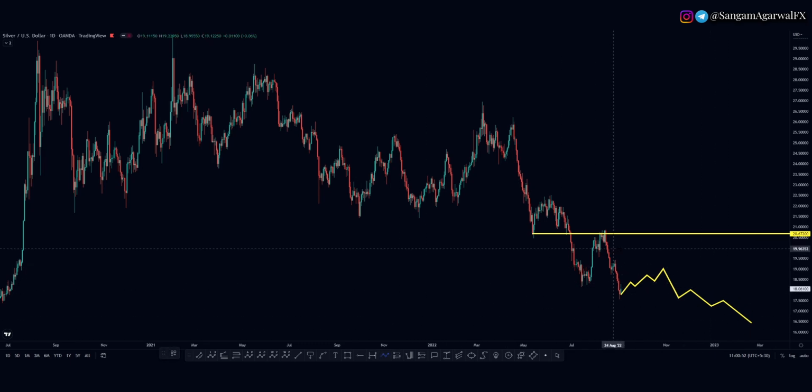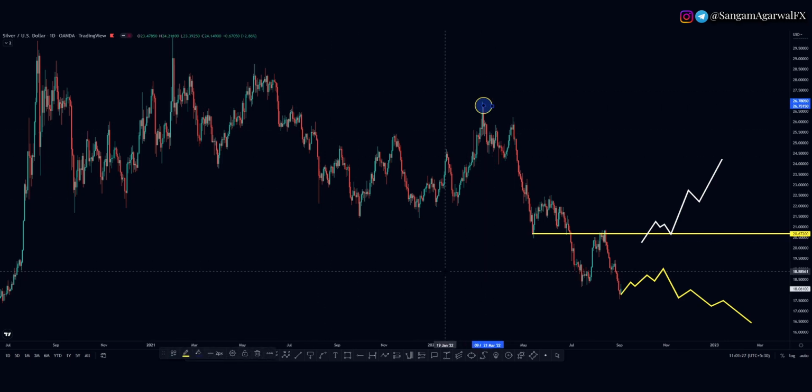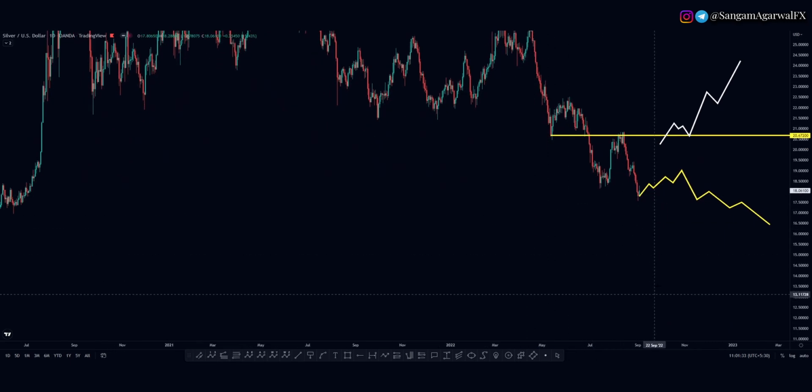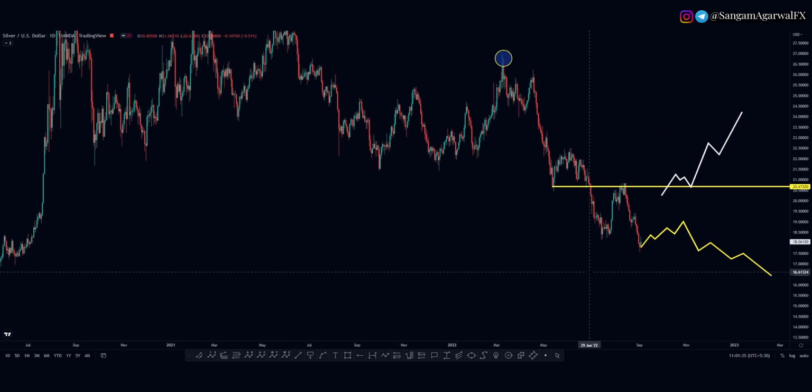But for the bulls you have to wait for clear breakout of this $20 price level, then you can buy retracement or retest. But if your entry is near $26 and you are in loss, then you have to wait and you have to manage your risk, because monthly target is $13.